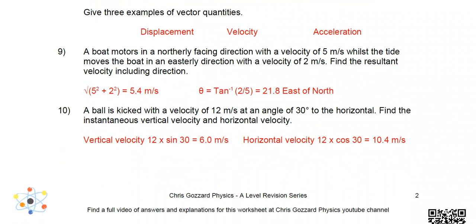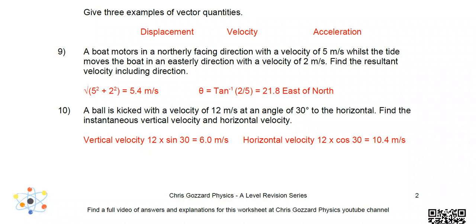Number 9, a boat motors in a northerly facing direction with a velocity of 5 meters per second, whilst the tide moves the boat in an easterly direction with a velocity of 2 meters per second. What's the resultant velocity, including direction? Well, we're going to use Pythagoras because the two velocity vectors are 90 degrees to each other.